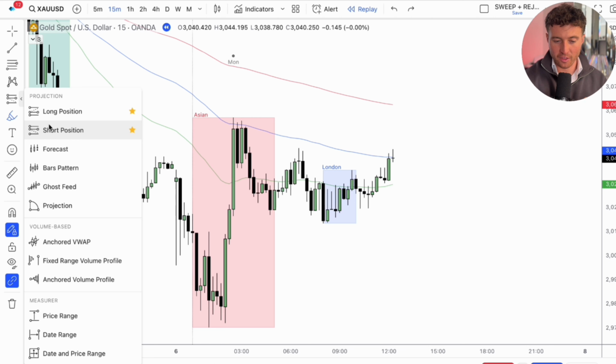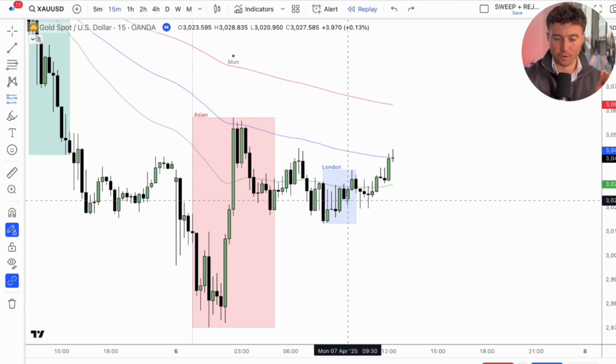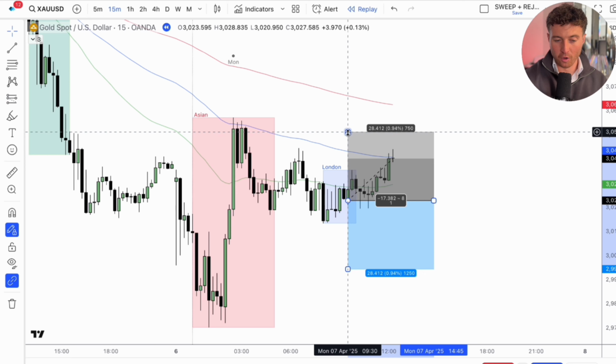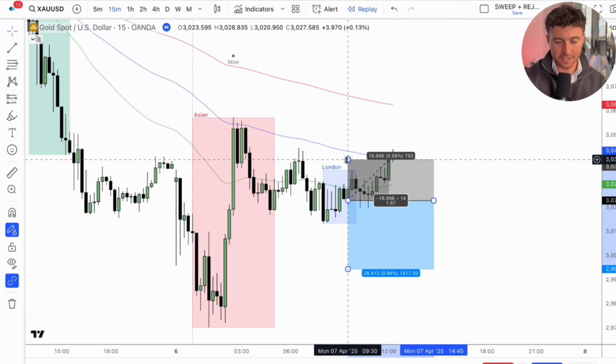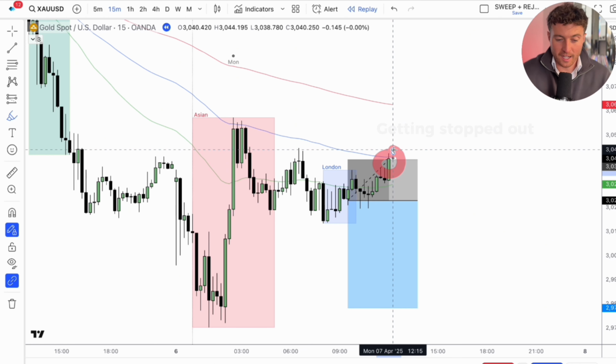They may understand that we are sell bias on this market, and they may be looking at getting short during the London session. They're going to have a stop loss above the London session highs, and what happens? This position ends up getting stopped out. Why did it get stopped out? Because you're not incorporating liquidity concepts. So let me break it down as simple as possible.